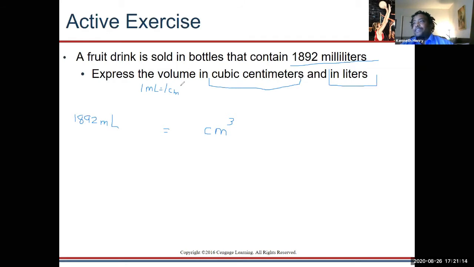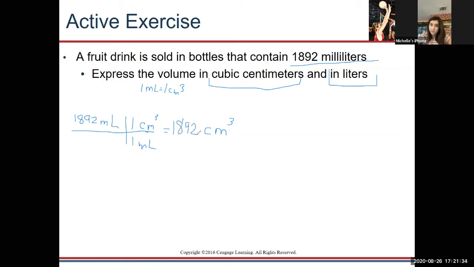So what should your answer be? This should be easy, right? 1,892 cubic centimeters. Piece of cake? Wouldn't that be 1,000 on the bottom? 1,000 mLs? Nope, because 1 milliliter is equal to 1 cubic centimeter.